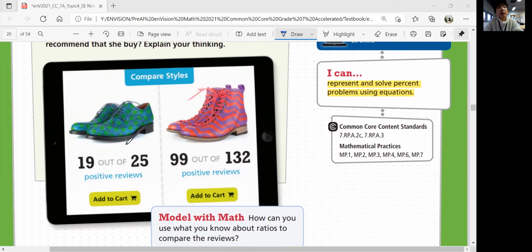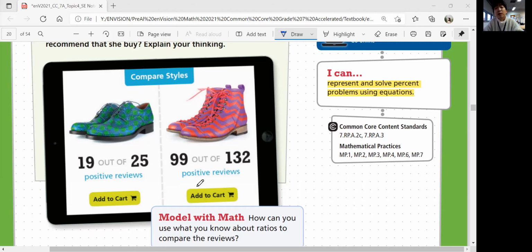Let's look at the first pair. The first pair has 19 positive reviews out of 25 reviews. The second pair has 99 positive reviews out of 132 reviews. So we might want to compare the reviews. How do you want to compare them? Do you want to compare the ratios? Because the ratio is 19 to 25 versus 99 to 132. It's kind of hard to compare.